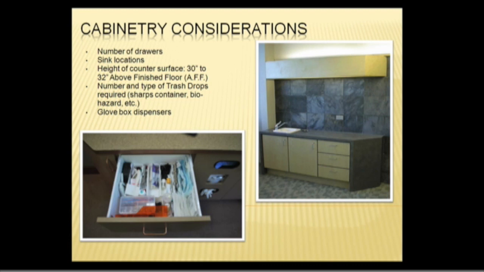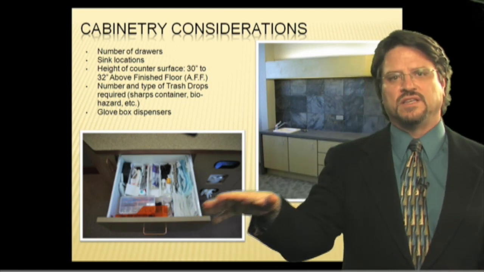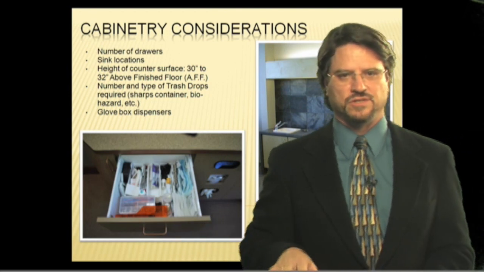Cabinetry considerations. Operatory cabinets should be used for storage, not for areas to keep equipment on. Maintaining a clean and uncluttered look helps reduce fear. Sinks should be at the far end of the cabinet so that you can have eye contact with the patient as you wash your hands. Also, this will leave more workspace on the assistant side to set things during procedures.